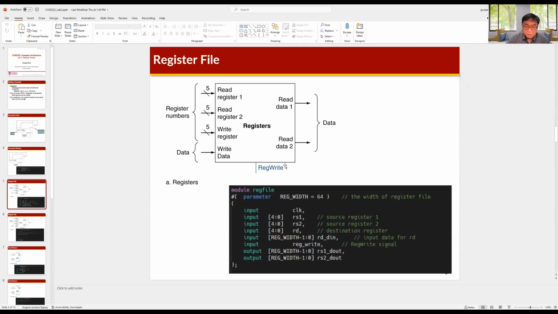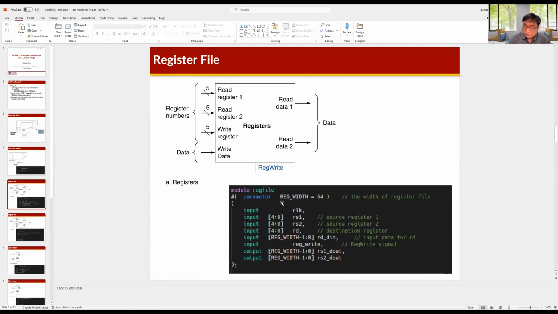And then how about the register file? The register file has 2 read register ports, 1 write register port, and 1 write data port. These are input ports. Also, as we learned, the register file has a read/write control port. It's a control input for the register file. And there are 2 data output ports, read data 1 and read data 2.